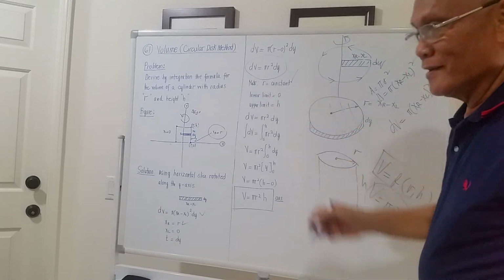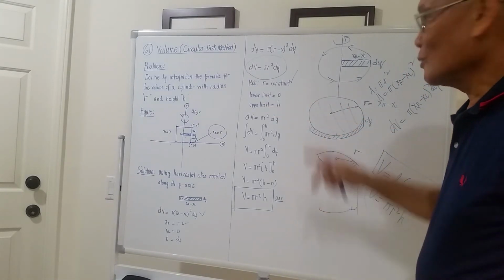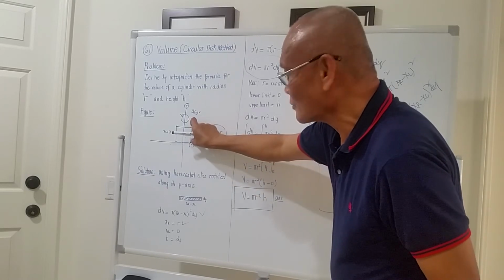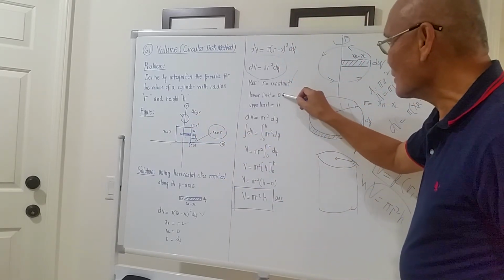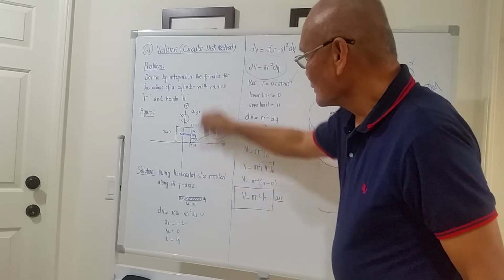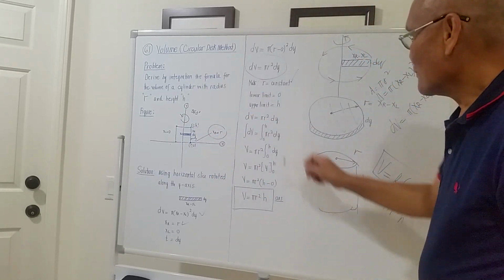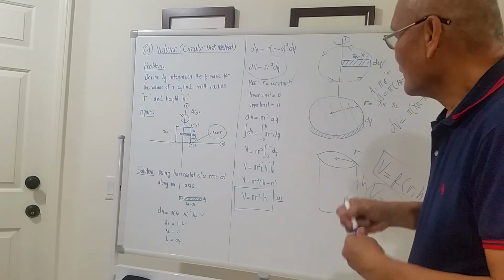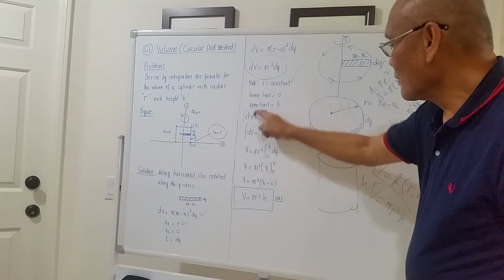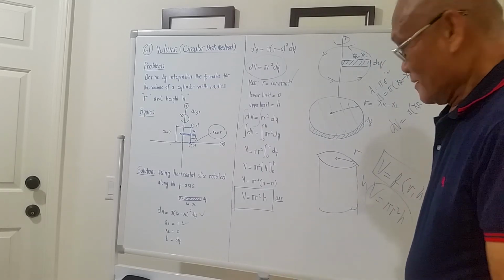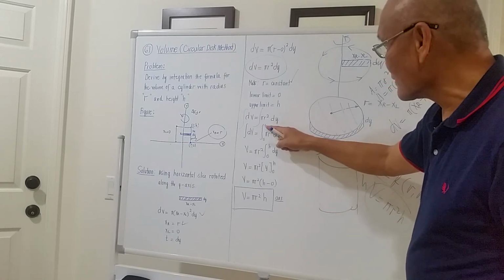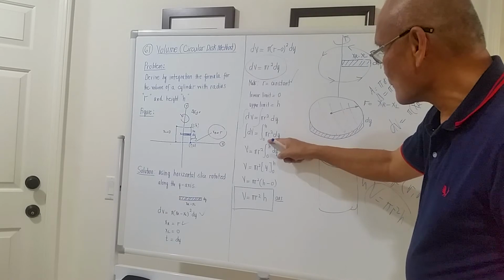The lower limit will be, we are now specifying the limit of dy. Dy should move from 0 to h to cover up the total volume of the cylinder. So actually the lower limit is 0 and the upper limit is h. Okay, therefore, going back to this formula here, then try to integrate both sides. The integral of the differential volume equals the integral from 0 to h of pi r square dy.